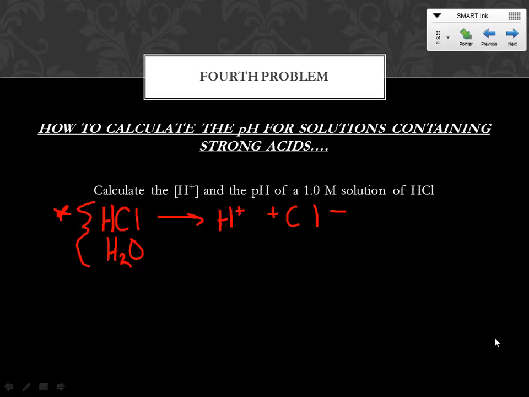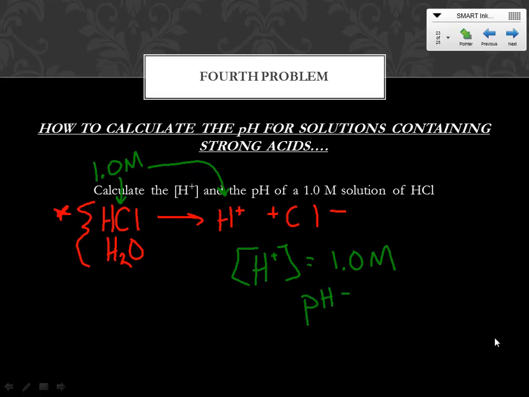Okay. All right, so basically what we get is, we need the pH of a 1 molar solution. So we know that it was a 1 molar solution of HCl, which tells us that it's also a 1 molar solution of H plus, which tells us that our H plus concentration is 1.0 molar. And if we want the pH, we're going to put it into this formula.